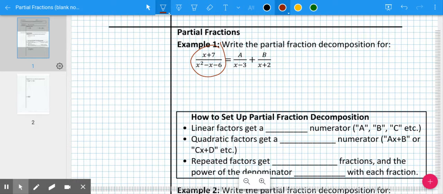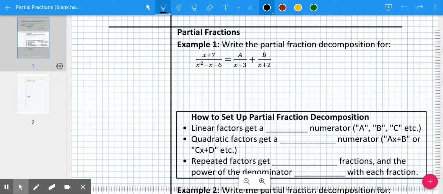So that is the given. And what we want to do is write it in terms of this expression on the right, but we need to find what A and B are so that that works. So in example 1, they have given us the setup. Normally, we would just have the left-hand side as the problem. They got the right-hand side by factoring the denominator.